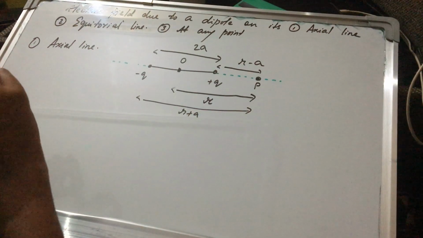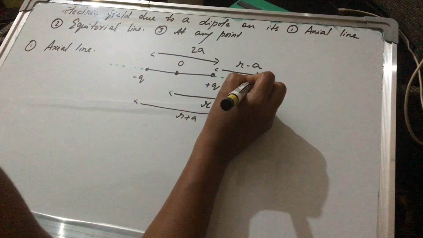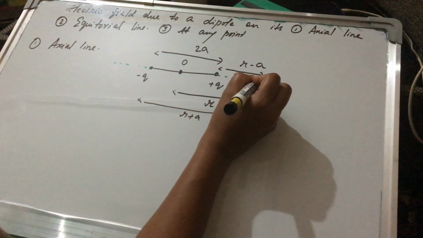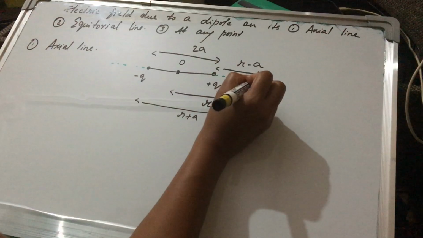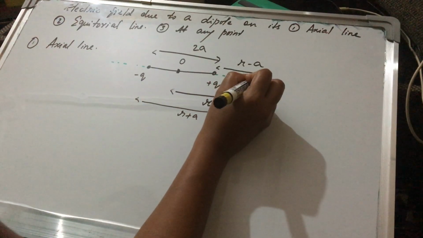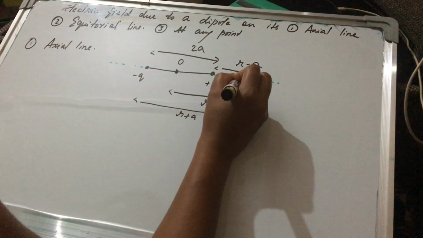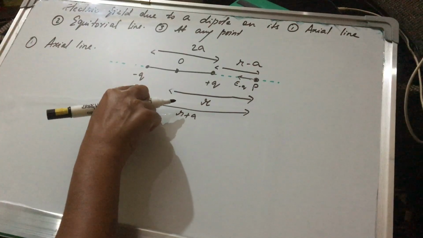Now what would be the direction of the electric field due to minus q? We'll consider the field lines. Imagine a mouse over here, that is a test charge. In what direction will the mouse go? It will go along here. Let's say this is E minus Q, the electric field due to minus Q.